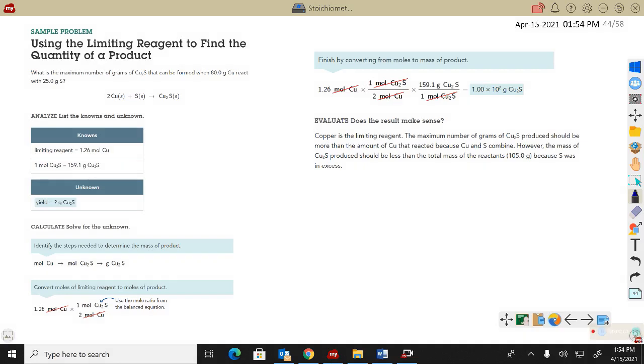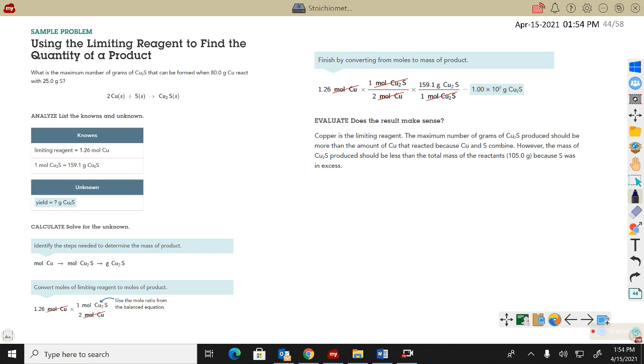Here we'll look at using the limiting reactant to find the quantity of a product. And so we said that the amount of product formed is dependent on the limiting reactant. In this case, we're going to form copper sulfide. But if I run out of copper, then obviously I can't form any more copper sulfide.